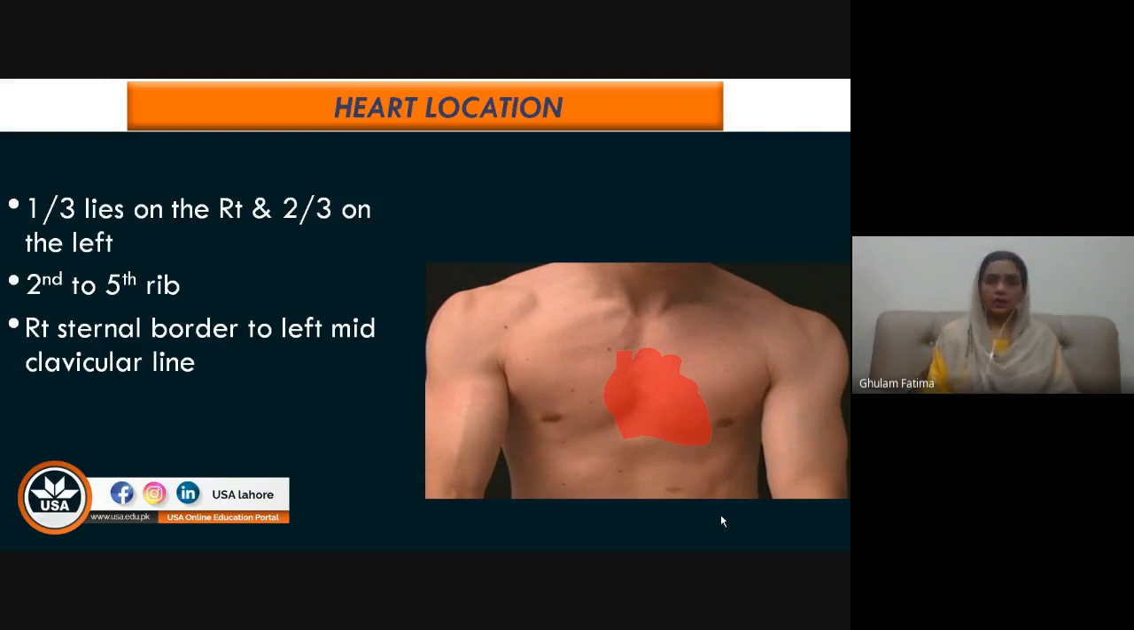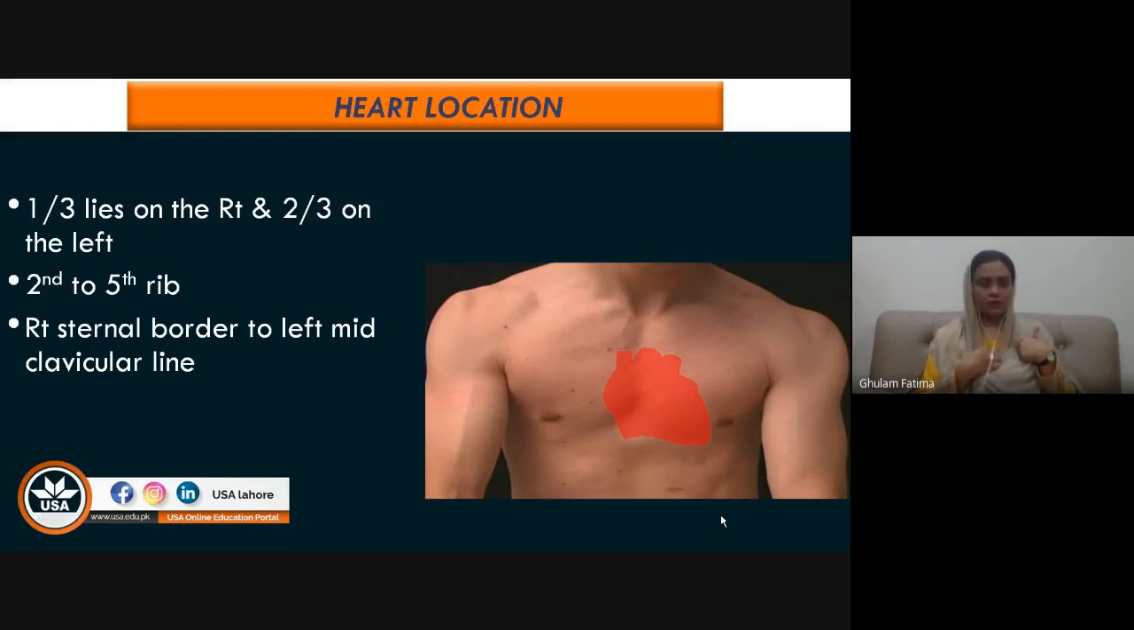Coming towards the heart location, although we simply say that it lies on the left side, with respect to the mediastinum, one third of it lies on the right side and the major part, two-thirds of it, lies on the left side. Coming to the location from up to down, your heart ranges from the second rib to the fifth rib.